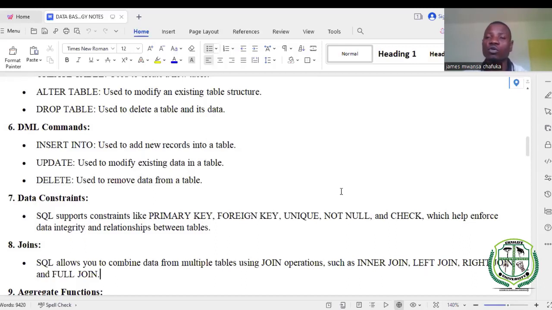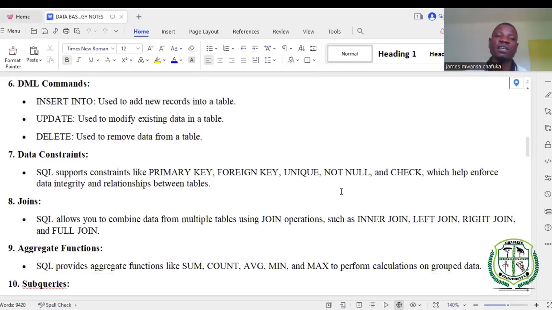And then there is also delete. So delete is also a data manipulation language command, which is used to remove data from a table. So if you want to remove data from a table in a database, you use delete, which is a command that falls under data manipulation language.